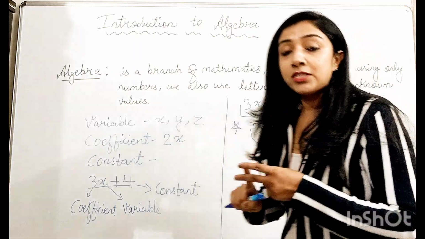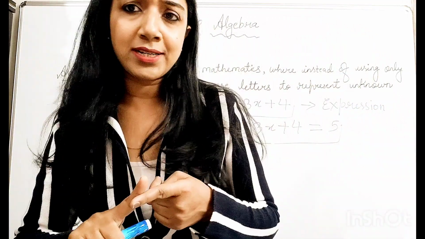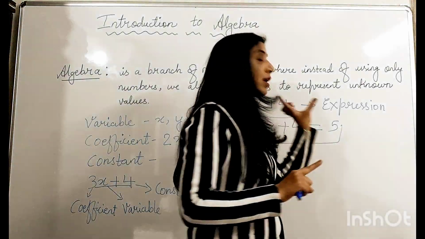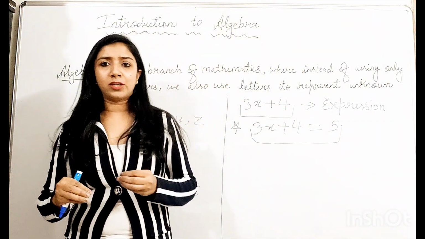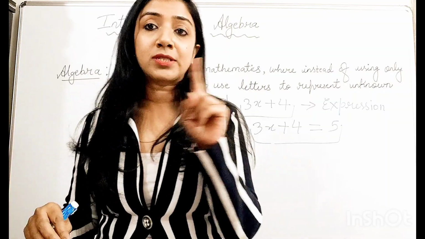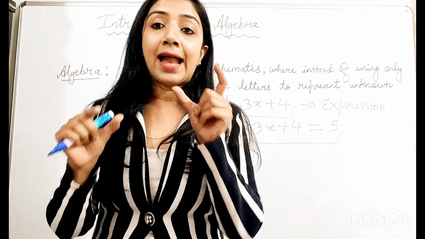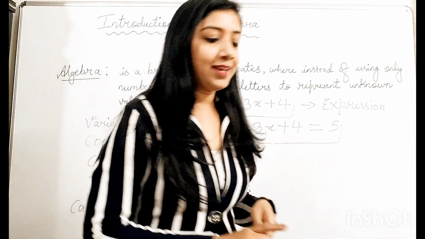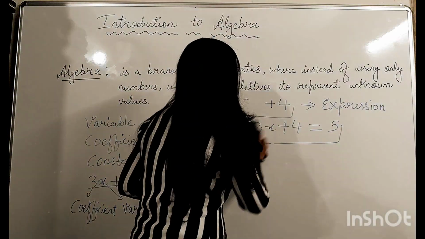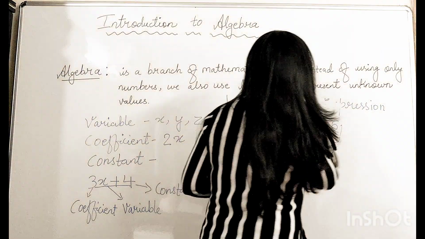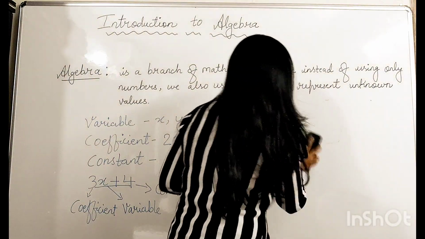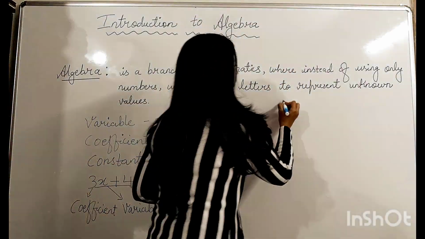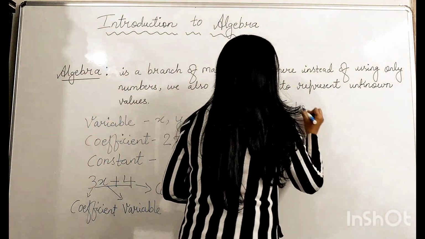Fine. So the difference between expression and equation is clear to everyone. Expression means 3x plus 4 or any terms you can use, but the equals to sign will not come. If you're adding an equals to sign, that means it's an equation. Okay? Now we are going to do expression. We need to understand what exactly expression is, and we are going to segregate expression.